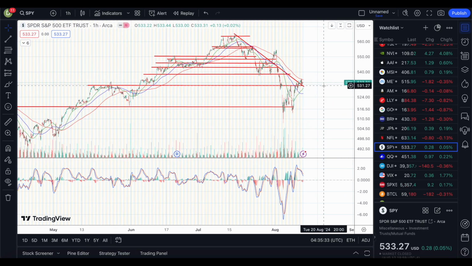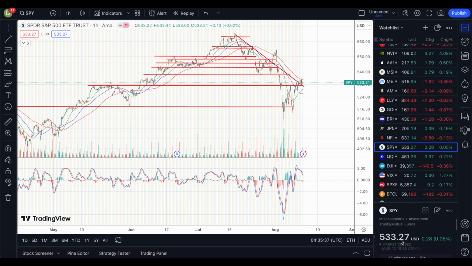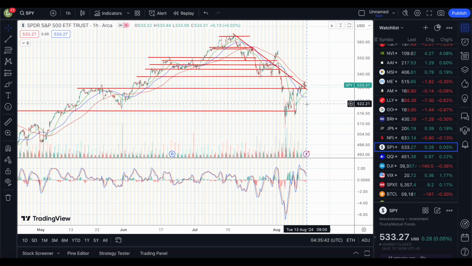So for the time being, just for tomorrow, basically, we're at $533.27. This is for the SPY, mind you, which is an ETF for the S&P 500. So just same thing, just different ratio.